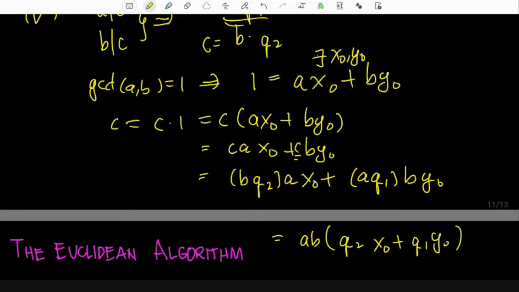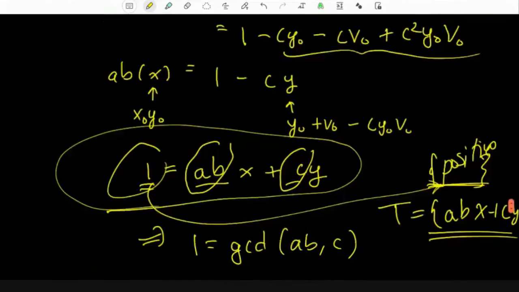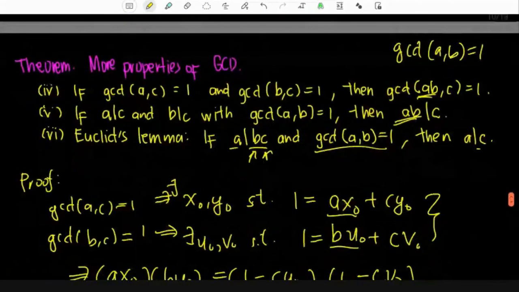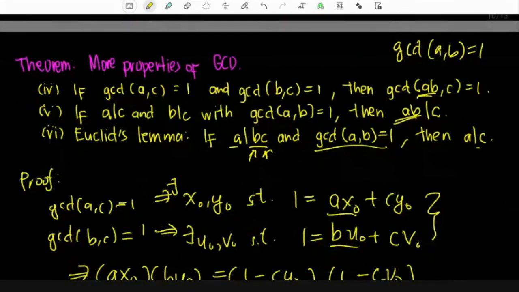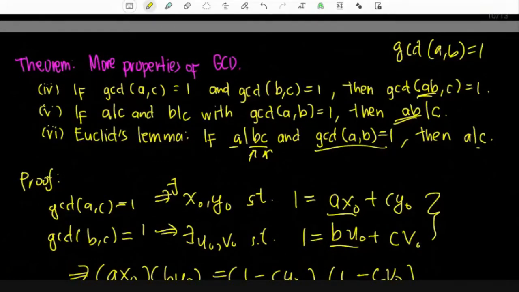Okay. Anong ibig sabihin yan? Nasulat natin yung C as product ng AB times integer. Tama? C is equal to AB times integer. By definition of divisibility, AB divides C, which is what we want to show. Diba? Yun naman yung gusto natin pakita eh. Yan.